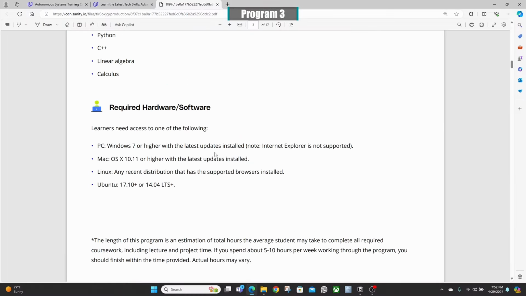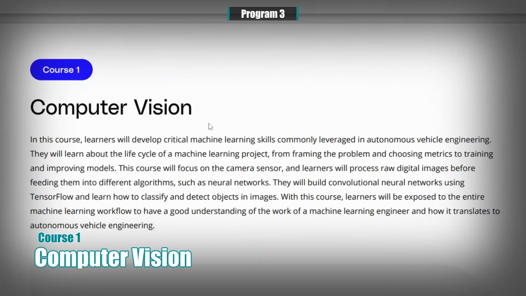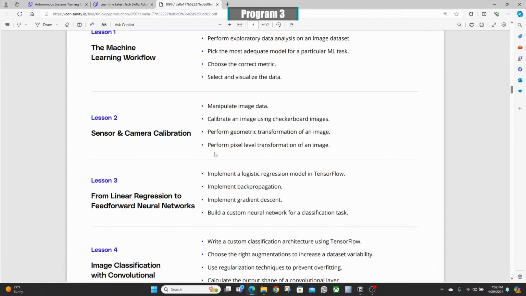This program covers 5 courses. The first course is computer vision. I want to say it's the modern computer vision course. What I mean by that is they use machine learning and deep learning techniques to do image processing and computer vision and stuff. Here you will see the list of lessons in this course.